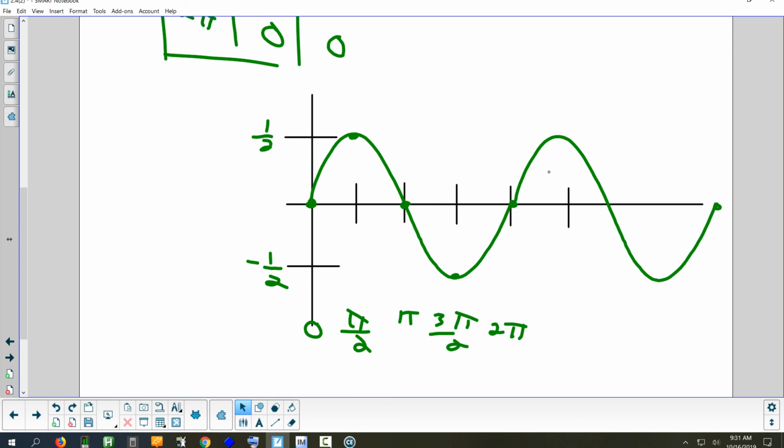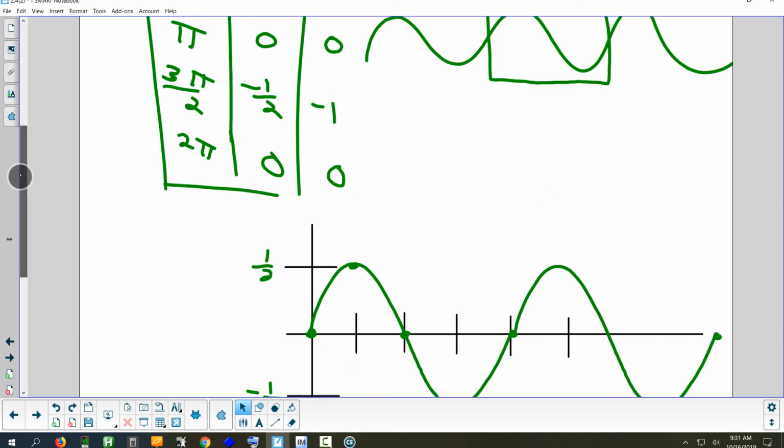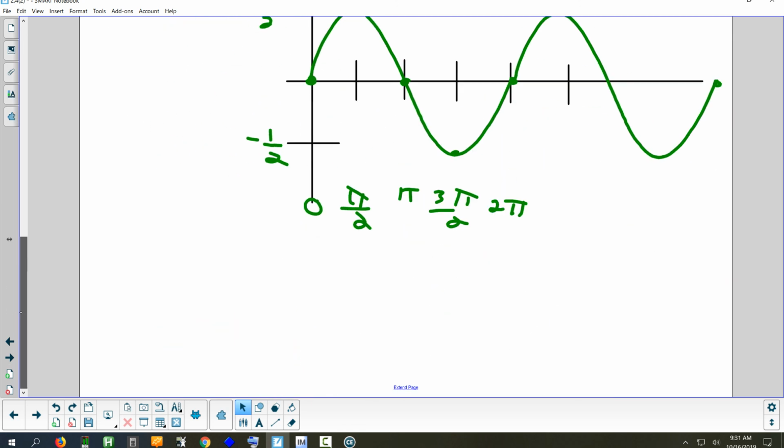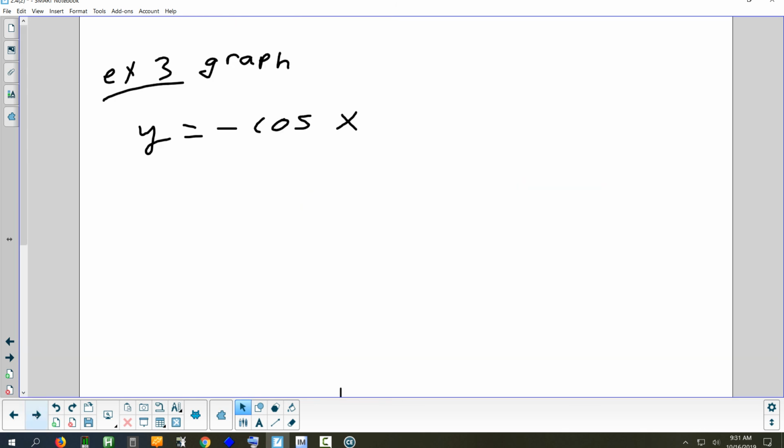Also, what's the name of that? I don't use the word section. There's a better word. What do we call one section? Yep. Cycle. A cycle or one period of the graph. Okay, let's look at one more, and then we'll do our last transformation.